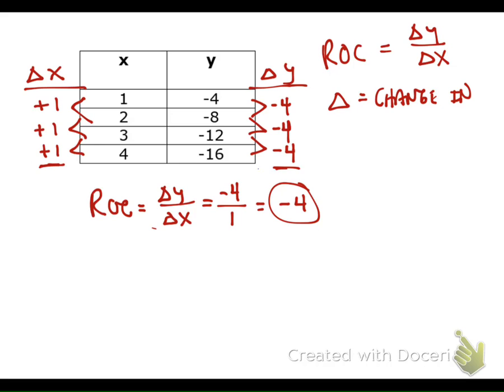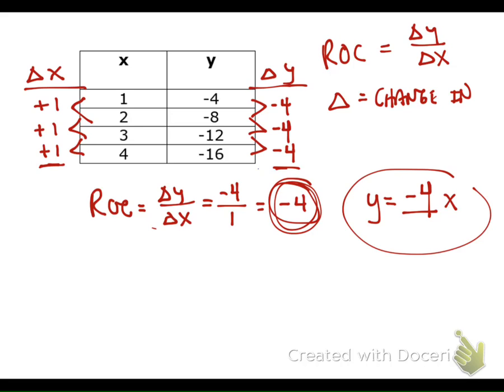Why that's important? Because that would tell me, if I was going to put this into an equation, y equals, I need my coefficient times x. The rate of change is that coefficient. The rate of change is the number you multiply by. So this tells me, oh, here's my equation, or at least my starting point. I may need to figure out if I add or subtract something later.